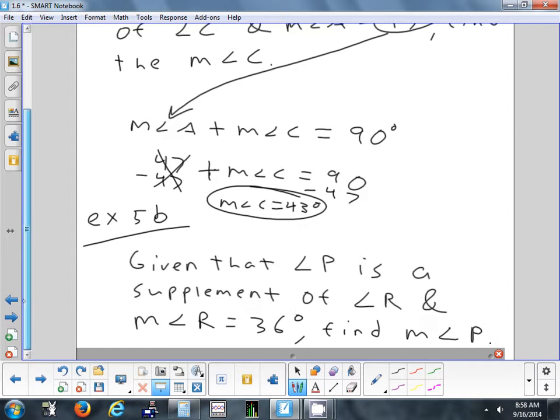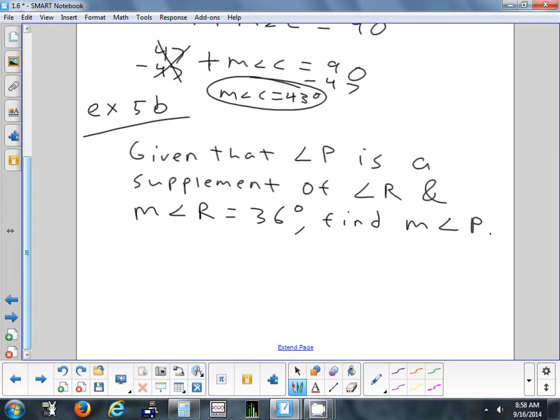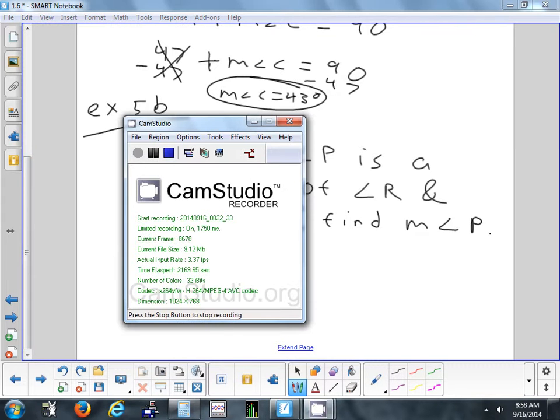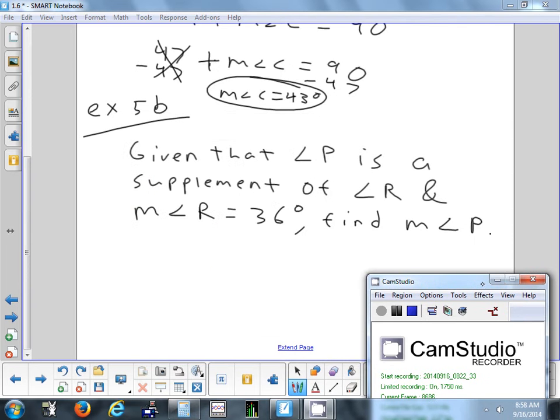Okay, the next problem, very similar. Angle P is a supplement of angle R. Okay, and I'm telling you that R is 36. So find P. Can you take a second? See if you can find.